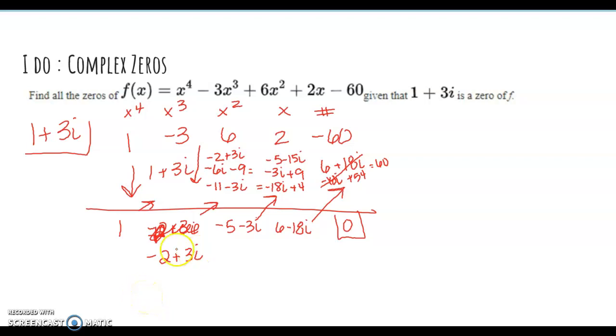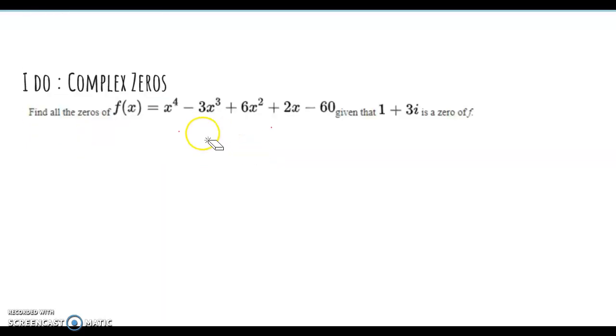So continuing on, these are going to be our coefficients for the next round. So we're not going to put x's behind them just yet. And now we're going to write down our coefficients, but we're going to use 1 minus 3i, the conjugate to 1 plus 3i. So our coefficients again from up above are 1, negative 2 plus 3i, negative 5 minus 3i, and 6 minus 18i.